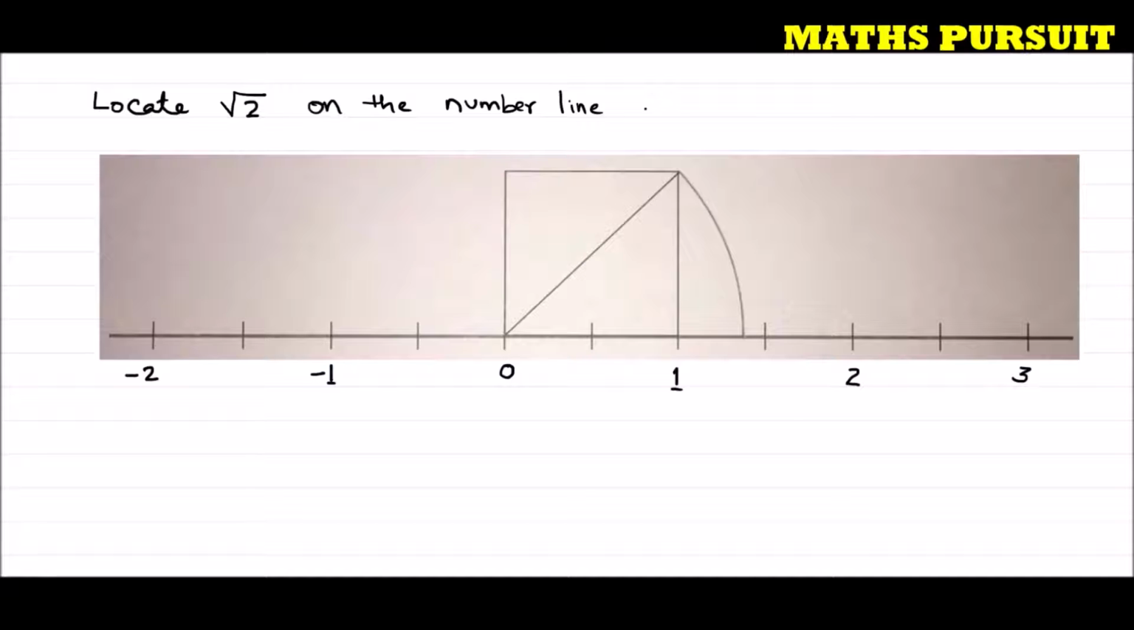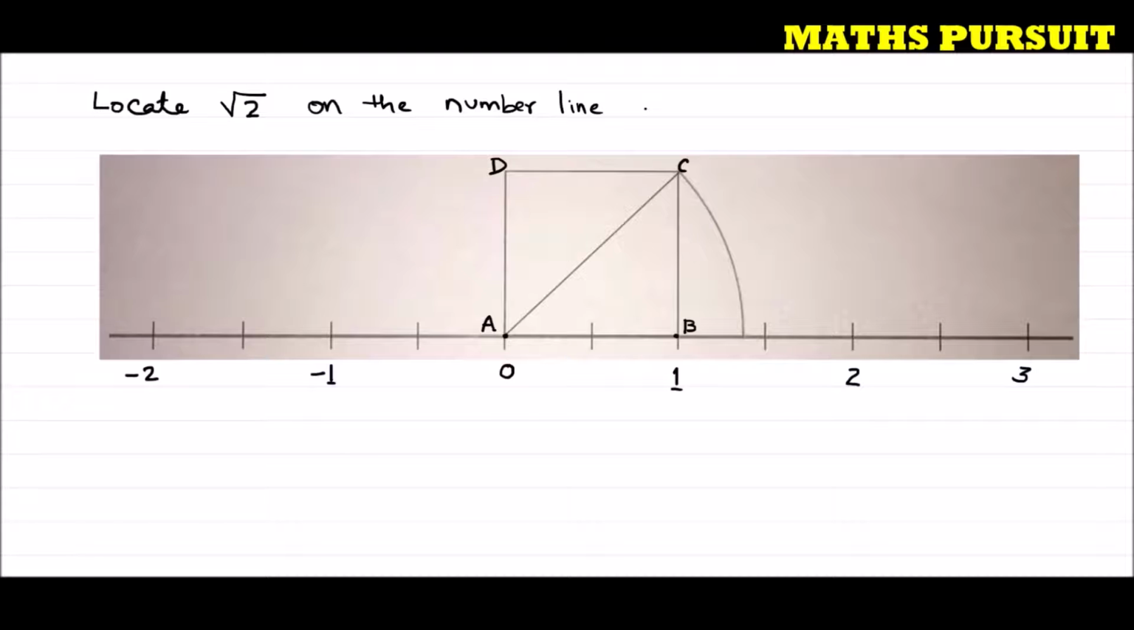So let us draw a square taking 1 unit each side. Square means if you take one side as 1 unit, the other side should also be 1 unit. So 1 unit means 0 to 1. Taking 0 to 1 as 1 unit, I have drawn a square here. Let me name this square as A, B, C, D. Hope guys till here we are very clear.